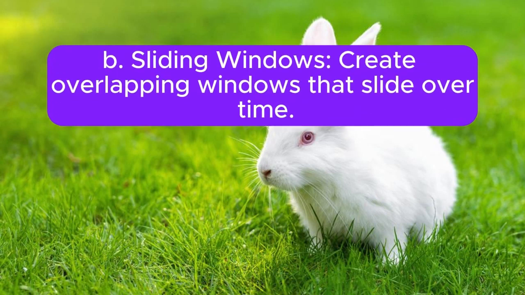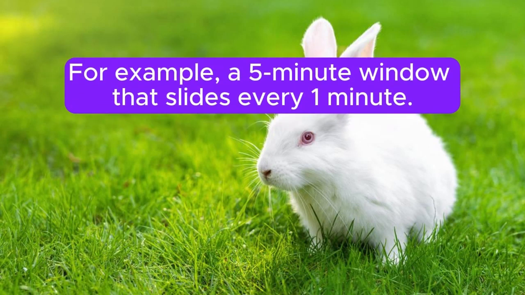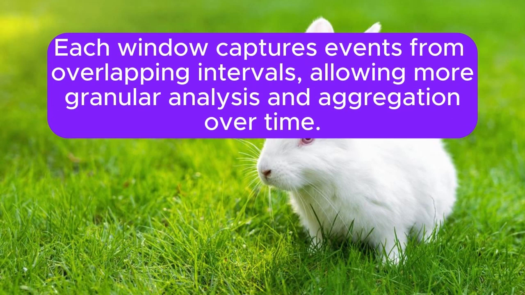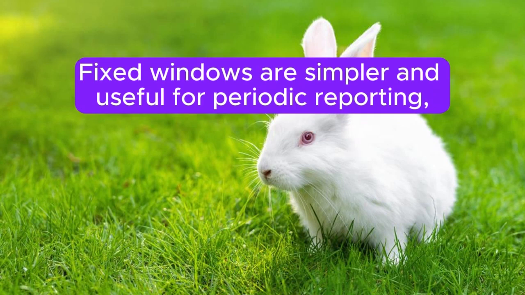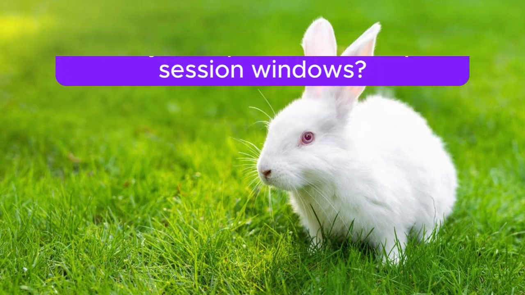B. Sliding windows create overlapping windows that slide over time. For example, a 5-minute window that slides every 1 minute. Each window captures events from overlapping intervals, allowing more granular analysis and aggregation over time. Fixed windows are simpler and useful for periodic reporting, while sliding windows provide more detailed and overlapping insights, useful for detecting trends and patterns.